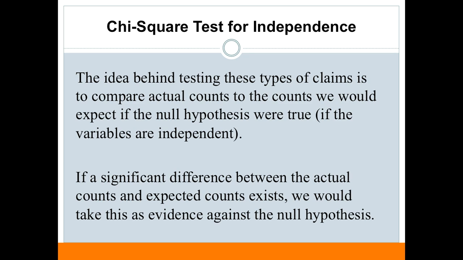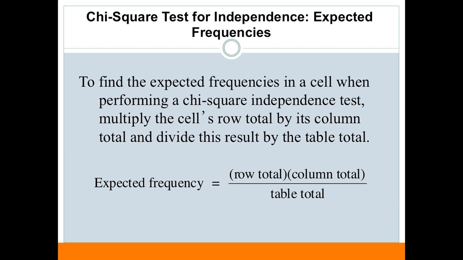So the idea behind testing these types of claims is really to compare actual counts to the counts that we would expect if the null hypothesis was actually true, meaning that if the variables were actually independent, what would we expect? Now, if a significant difference between the actual counts and the expected counts exists, then we would take that as evidence against the null hypothesis.